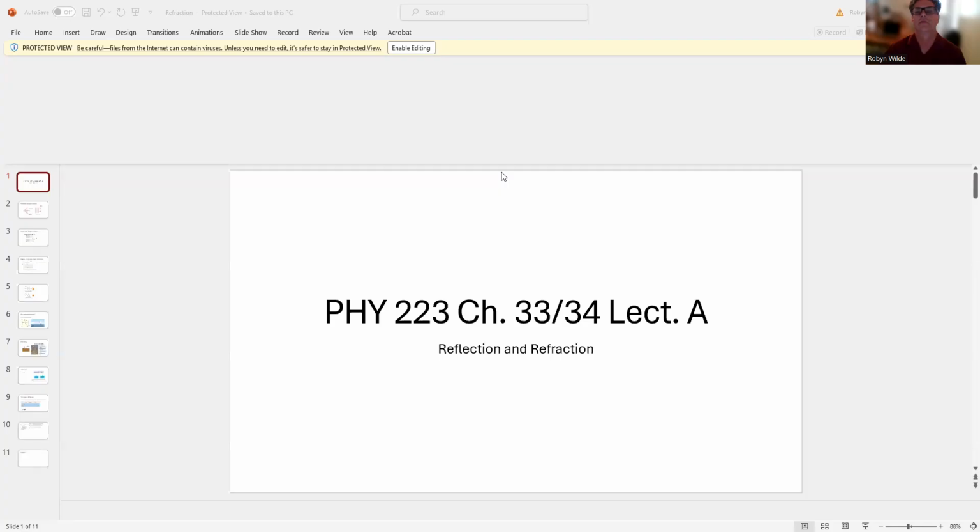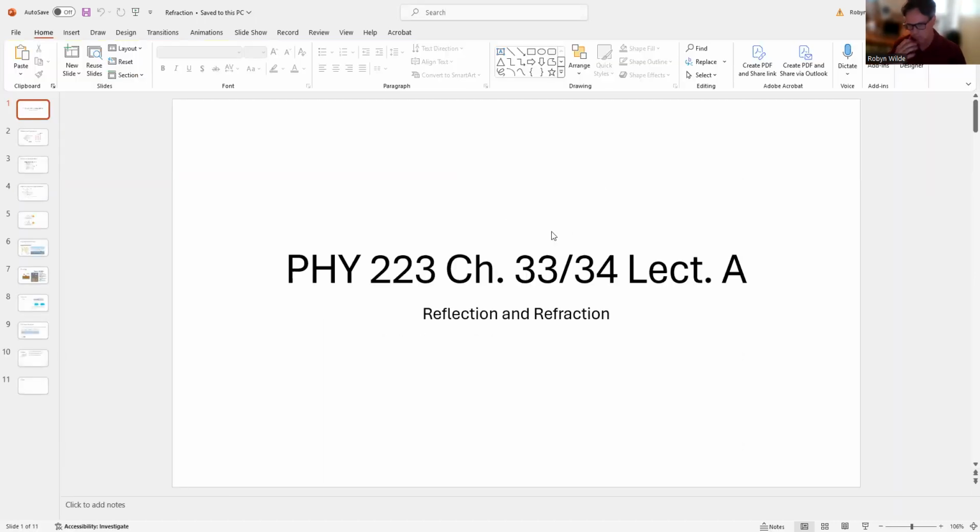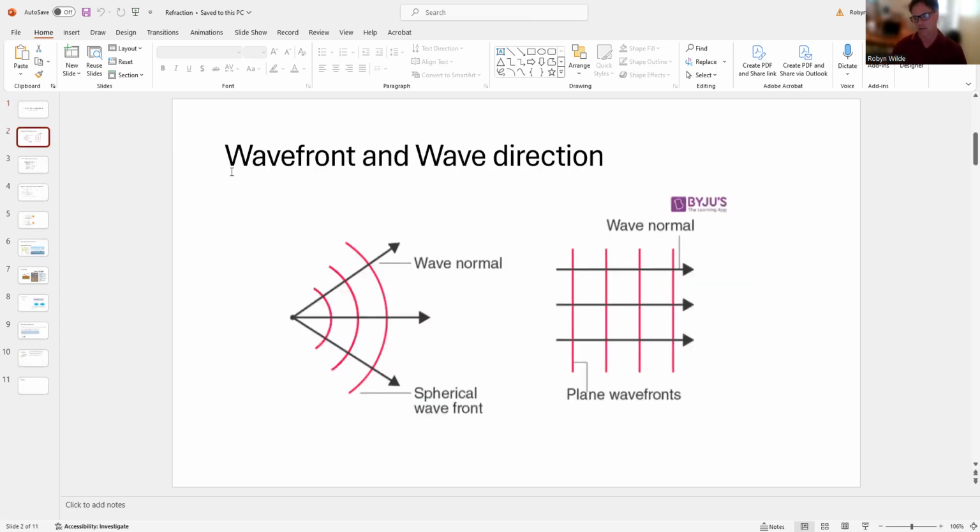And so we can see here that we're going to talk about reflection and refraction. And before I go into that, let me talk about, again, the idea of a ray or a wave propagation. As we've talked about before, you can have waves that travel out spherically. And what I would say is that these are the wave fronts. These kind of pinkish lines here are the wave fronts. And then the normal or perpendicular to the waves kind of indicate the direction that the wave is traveling at that point on the wave.